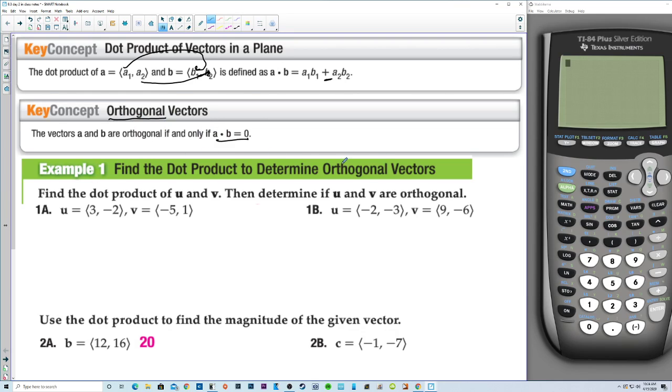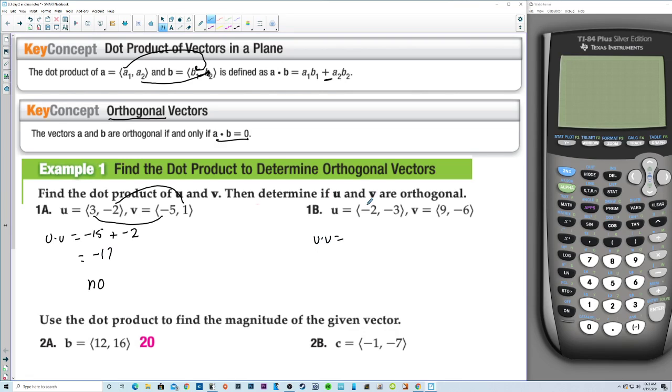Find the dot product to determine orthogonal vectors. Find the dot product of u and v, then determine if u and v are orthogonal. So u dot v is equal to: multiply the x's, negative 15, always add, and multiply the y's, and that'll be negative 2. So the answer is negative 17, and then we have no. Those are not orthogonal. The dot product is not 0.